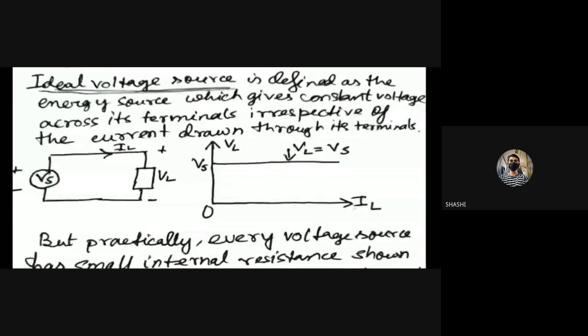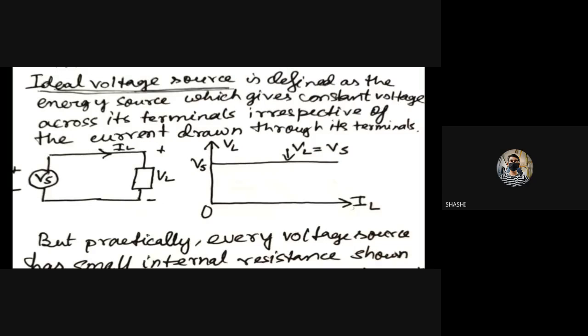Let us first define what an ideal source is. An ideal source of voltage is defined as the energy source which gives the constant voltage across its terminals irrespective of the current drawn through its terminals. Means what does this mean?